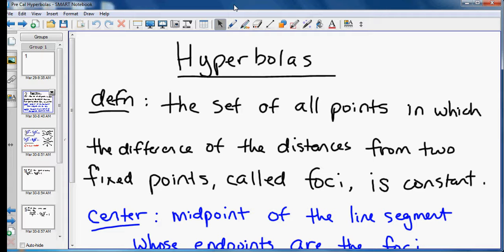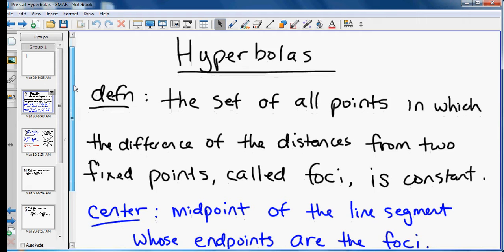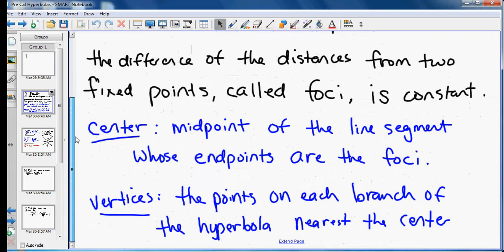So that's the big difference. Ellipse, the sum is the same. Hyperbola, the difference is the same. Now the center is actually not inside of a round shape like it was with ellipse and with circle. Instead, the center is the midpoint of the line segment whose endpoints are the foci. And you'll see pictures of it on the next slide. Just gotta get these definitions out of the way first.